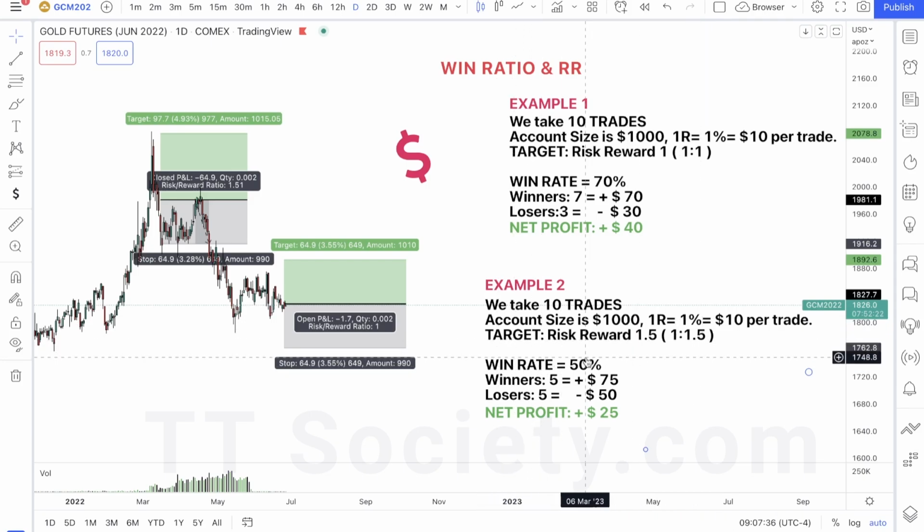Now our win rate has dropped. We've only won 50% of the trades. So we've got 5 winners and 5 losers, totaling $75 on our winners, and we've lost $50 on the losers. Gives us a net profit of $25. So you can see the difference here. Sometimes less is more.